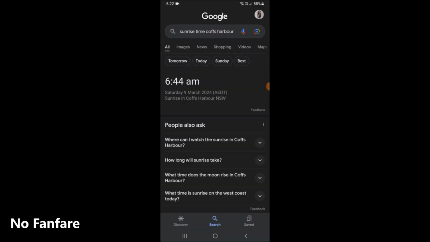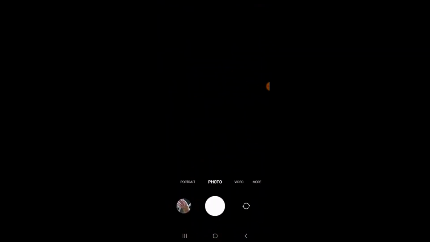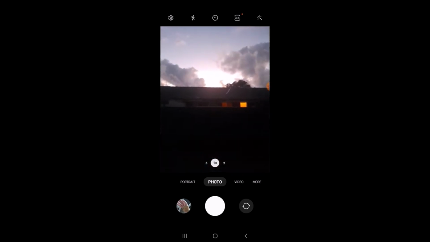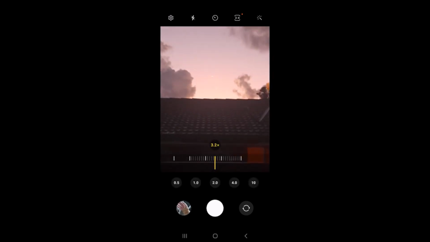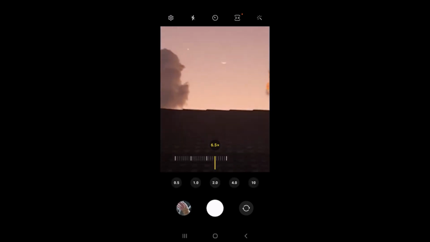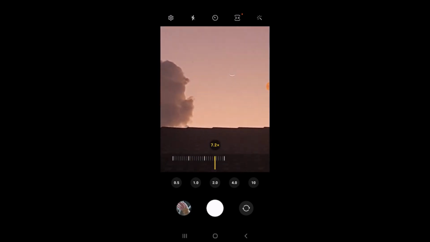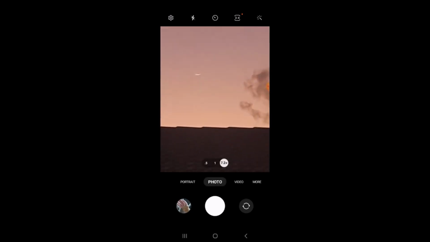Time at the top left says 6:22. Sunrise, Saturday 9th of March 2024, in Coffs Harbour, 6:44. Come on, what are you doing? Camera. As you can see, there's the moon. So the sun's over that way, it hasn't risen yet.